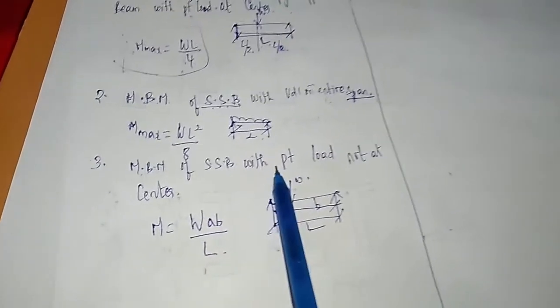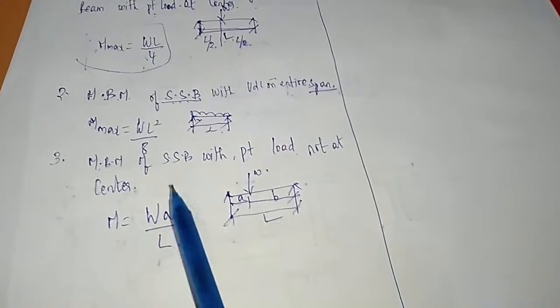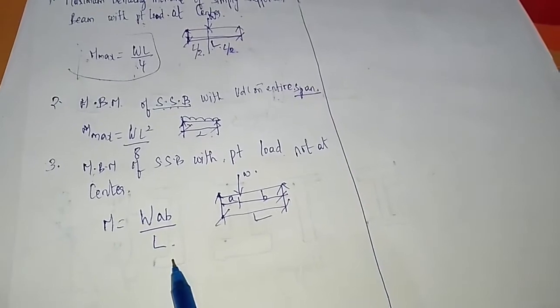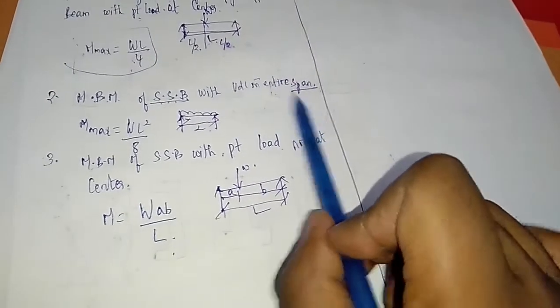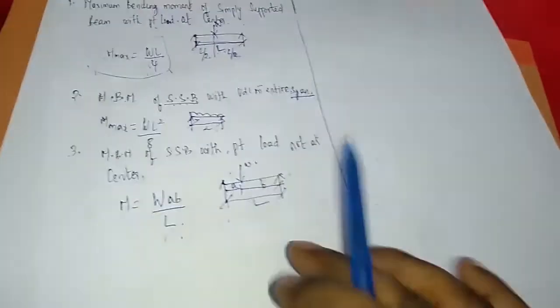Understand? So the maximum bending moment of a simply supported beam with point load not at center is W into AB by L. If it is UDL on the entire span, it is WL square by 8. If it is a point load at the center, it is WL by 4. You understand? So keep this in mind.